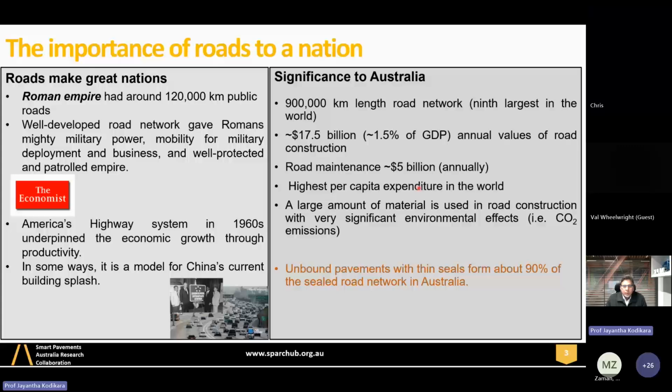And I must say the unbound pavements with thin seals, and by thin seals I mean bitumen seals going from something like 20 millimeters to 75 millimeters, form about 90% of the sealed road network in Australia, which is substantial. That has happened because of the climate here, where we don't have freeze-thaw and so on. So these roads have performed well, and my presentation will focus on these roads mainly.